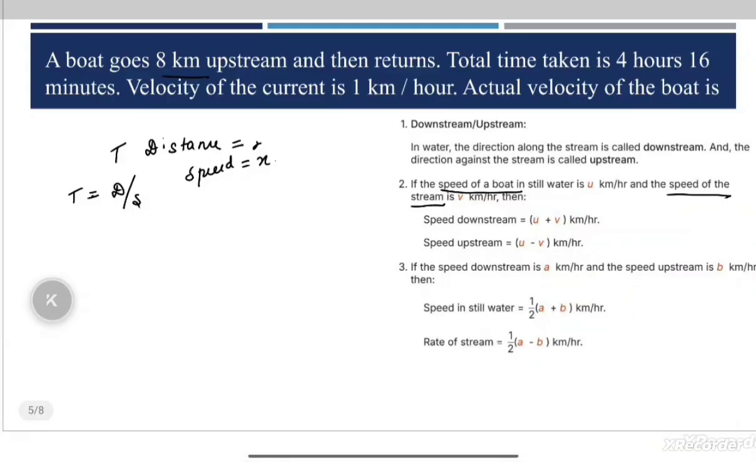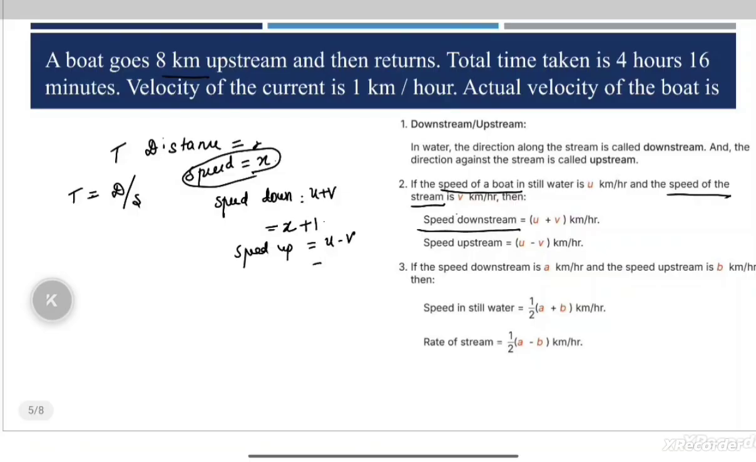So what is the formula for speed downstream and speed upstream? Speed downstream is nothing but u plus v. What is u? It is the speed of the boat in still water. The speed of the boat in still water, you don't know, so fix that speed of the boat in still water as x. Okay, so it will be x, and v is the speed of the stream. Speed of the stream is given as 1. Okay, so this is speed downstream. Speed upstream, again it is u minus v. So u you don't know, the speed of the boat is not known, so you take it as x, and v is already told that it is 1, so x plus 1 and x minus 1.